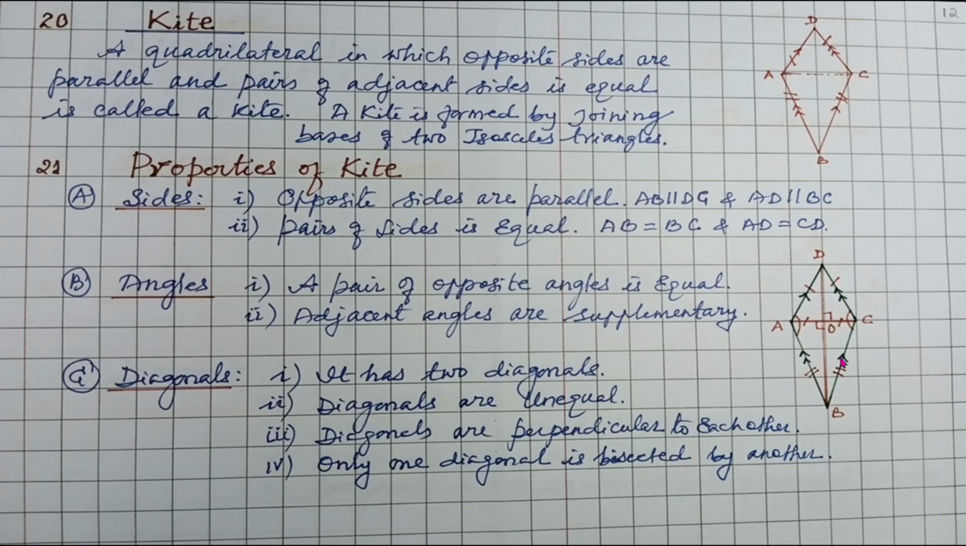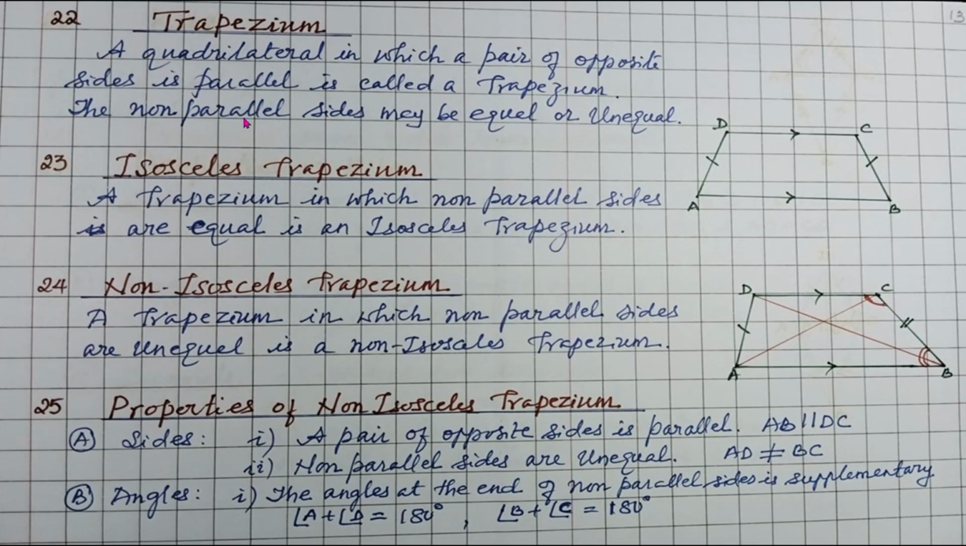Remember that. In terms of diagonals, it has 2 diagonals. Diagonals are unequal. We have got diagonal AC and diagonal BD, which are unequal. Diagonals are perpendicular to each other and only one diagonal is bisected. If you observe here, only the diagonal AC is bisected by the diagonal DB. Remember that. Now coming to the next important discussion, that is trapezium.